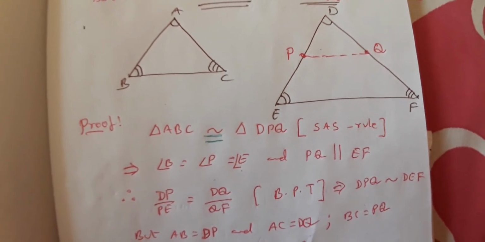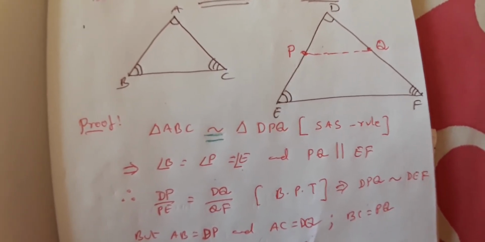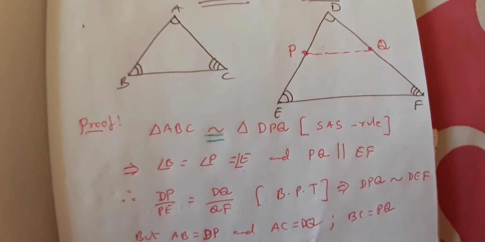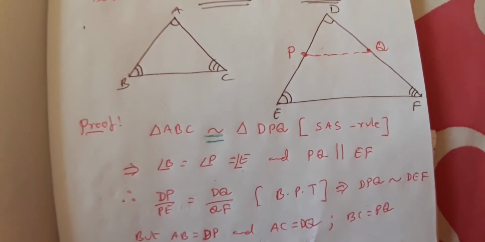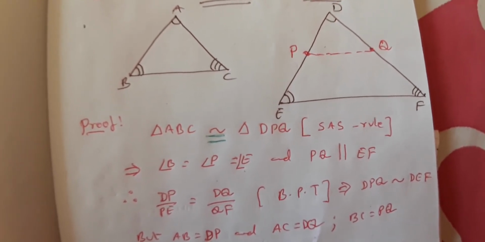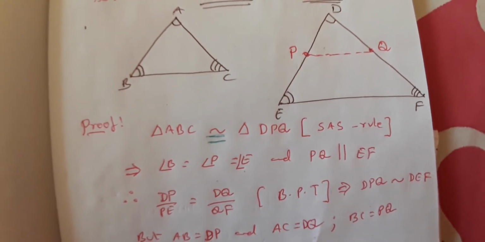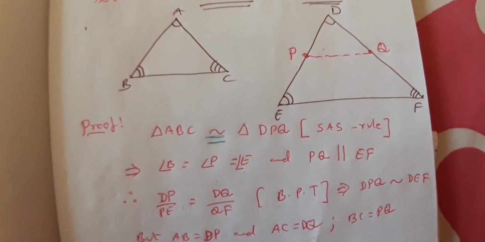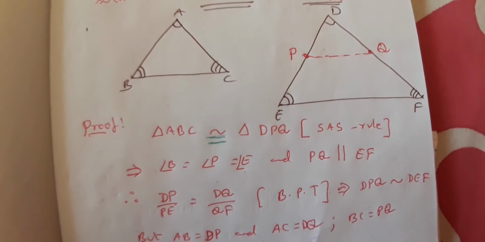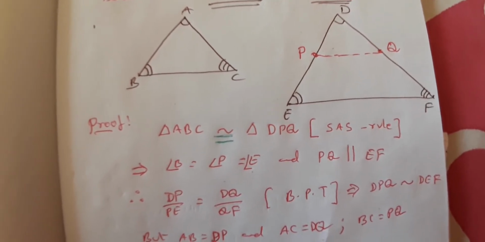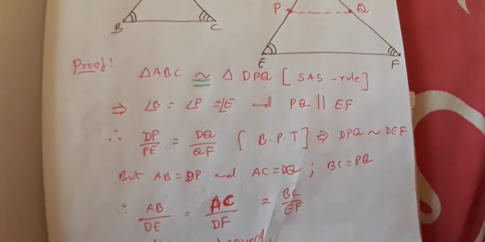Without using those theorems, you cannot prove anything. So the important thing is, whenever you start doing any problem or any theorem from similarity of triangles, you have to know the basic rules of similarity and the basic proportionality theorem also. Okay, so now, what is given?